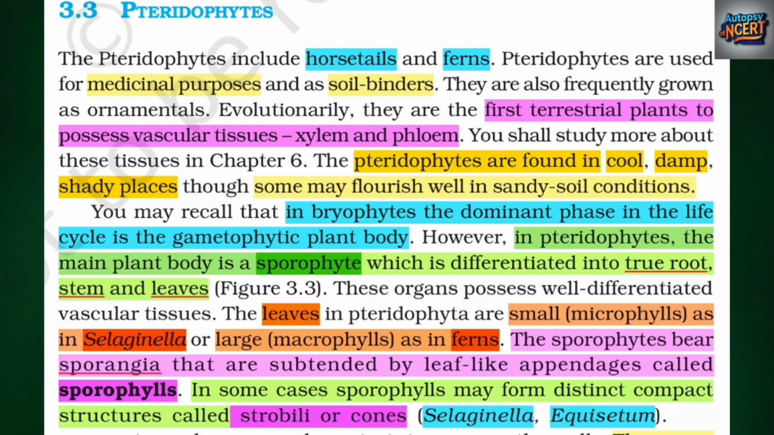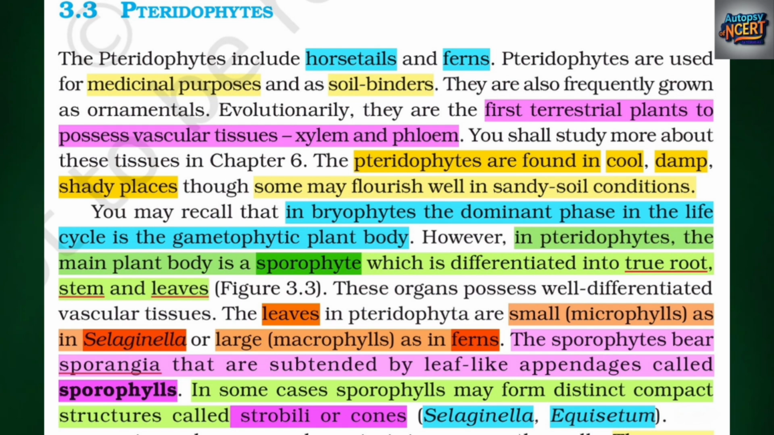The pteridophytes are found in cool, damp, shady places, though some may flourish well in sandy soil conditions. You may recall that in bryophytes the dominant phase in the life cycle is the gametophytic plant body. However, in pteridophytes, the main plant body is a sporophyte which is differentiated into true root, stem and leaves, figure 3.3. These organs possess well-differentiated vascular tissues.